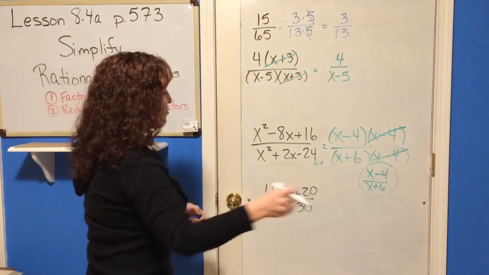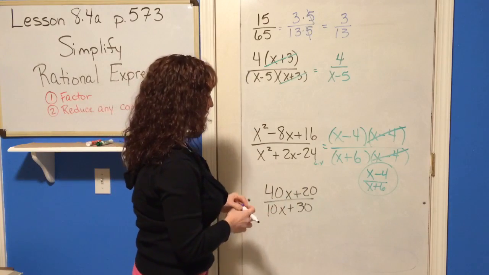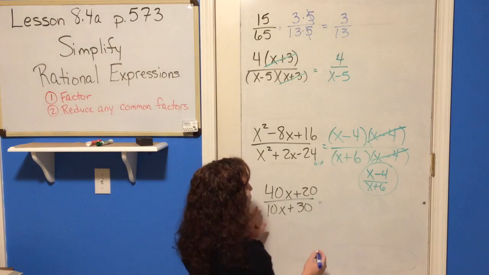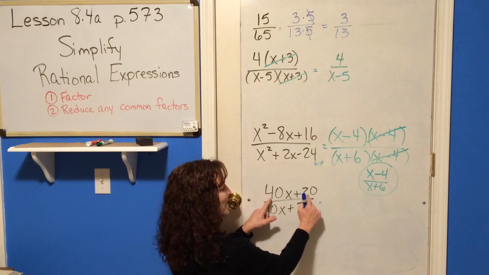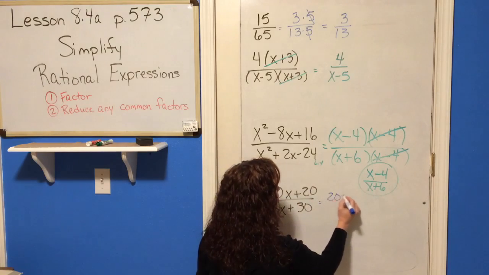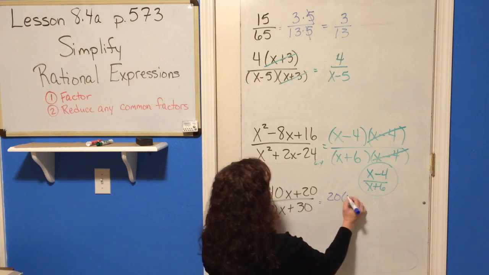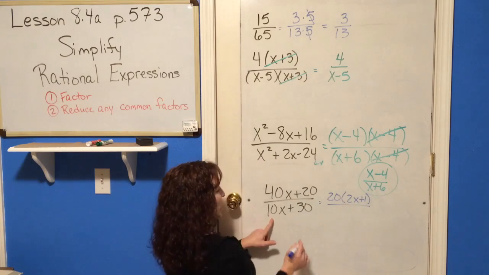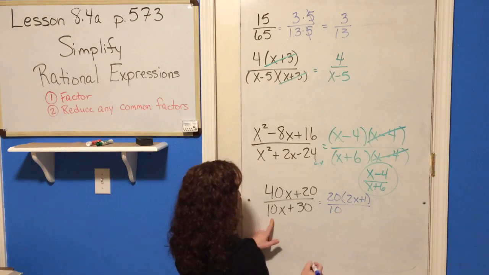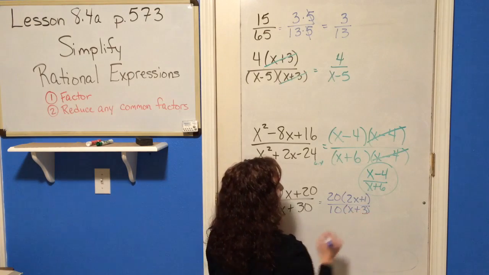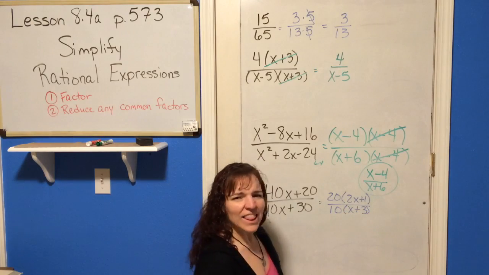Here we go. 40x plus 20 and 10x plus 30. You need to factor out a common factor. If you look, you can say, oh, 20 is in common between 20 and 40, but there's no x's. So take out a 20, and what's left is 2x plus 1. And then you can take out 10 here, and we've got x plus 3 in the denominator. I like it when they match.